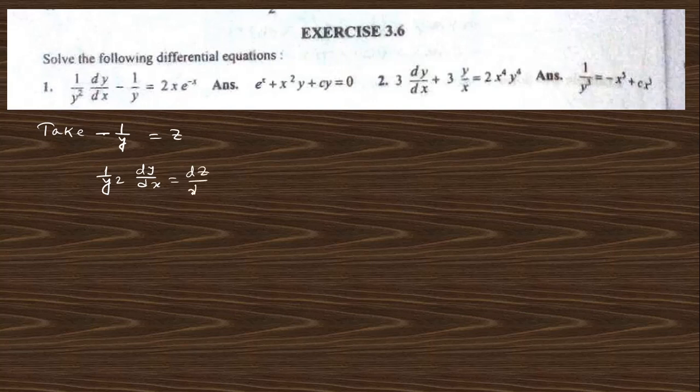dz dx. So if you put it here, you just get the equation dz dx plus z equals 2x e to the power minus x, right? So here p of x is 1, so the integrating factor will be e to the power integration dx, that is e to the power x. This is the integrating factor, right?